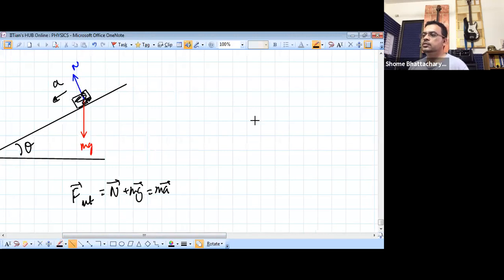देखो क्या हो रहा है. This is the direction of the inclined plane, which is making an angle theta with the horizontal.